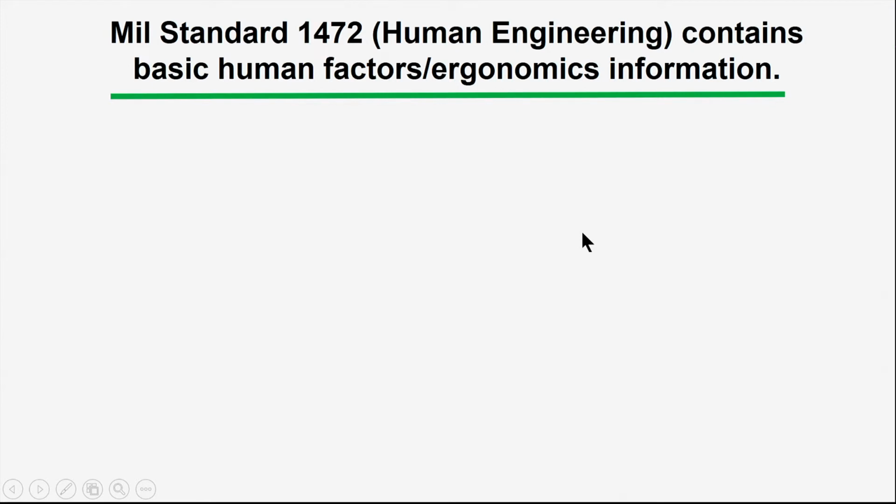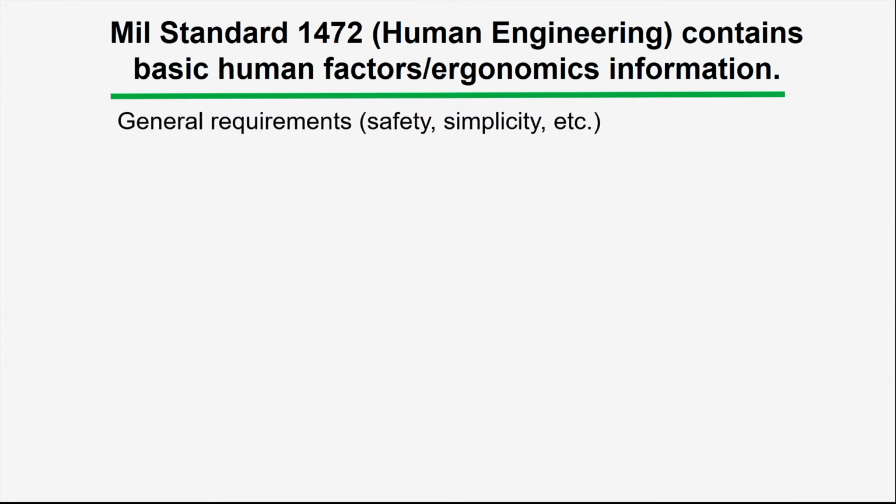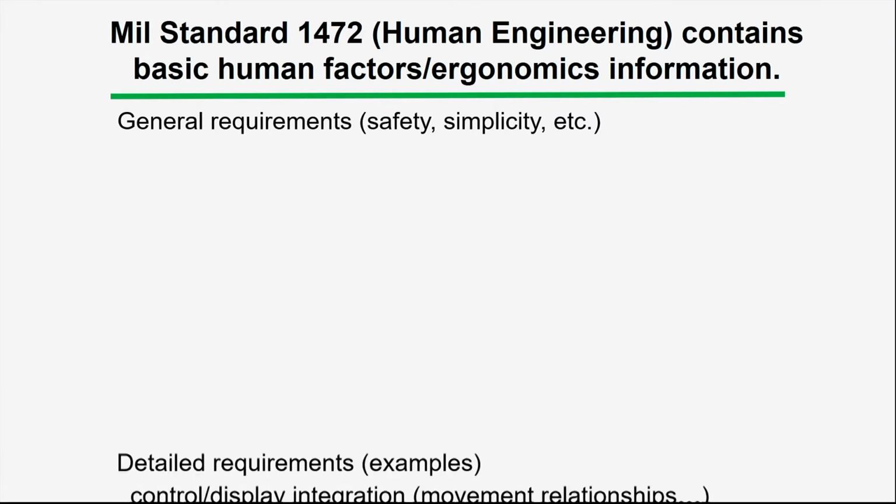So it's got basic information. What are some examples of the kinds of information that you'd find in MIL Standard 1472? All right, so there are general requirements having to do with safety, make things simple and easy to use, a lot of motherhood statements that are actually valuable.